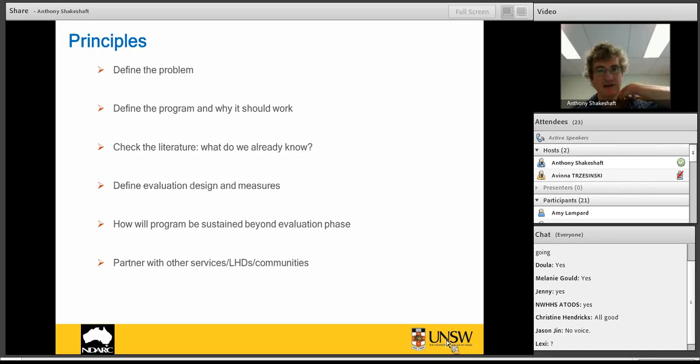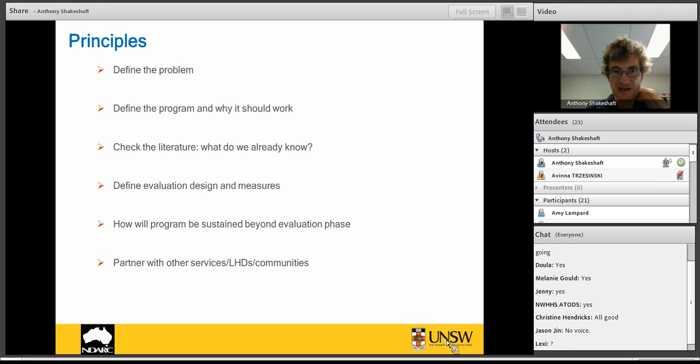So the first one is being really clear about defining the problem that you're trying to address. The next one is defining the program, and again that sounds straightforward, but we'll talk about it some more in a minute. So defining what the program actually is and why you think it should work. What we're trying to do is get really good alignment between understanding what the problem is and what the action is that we're going to put in place to try to impact on that problem.